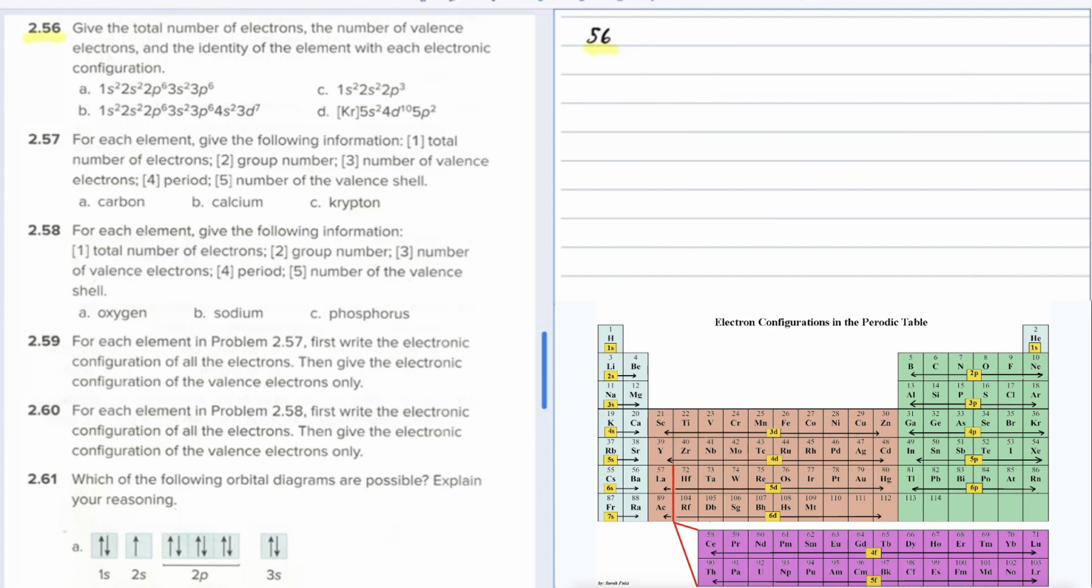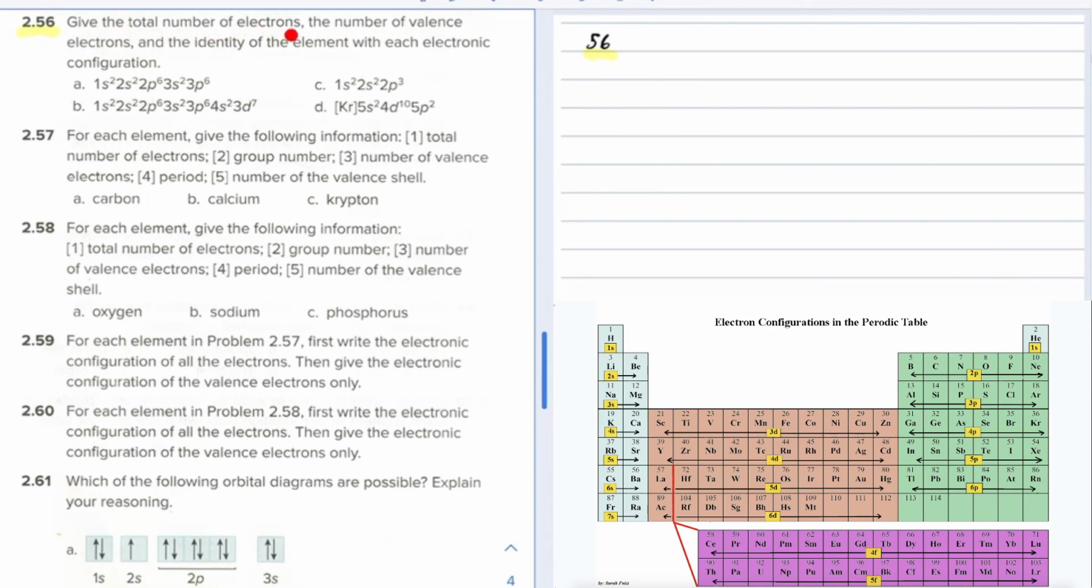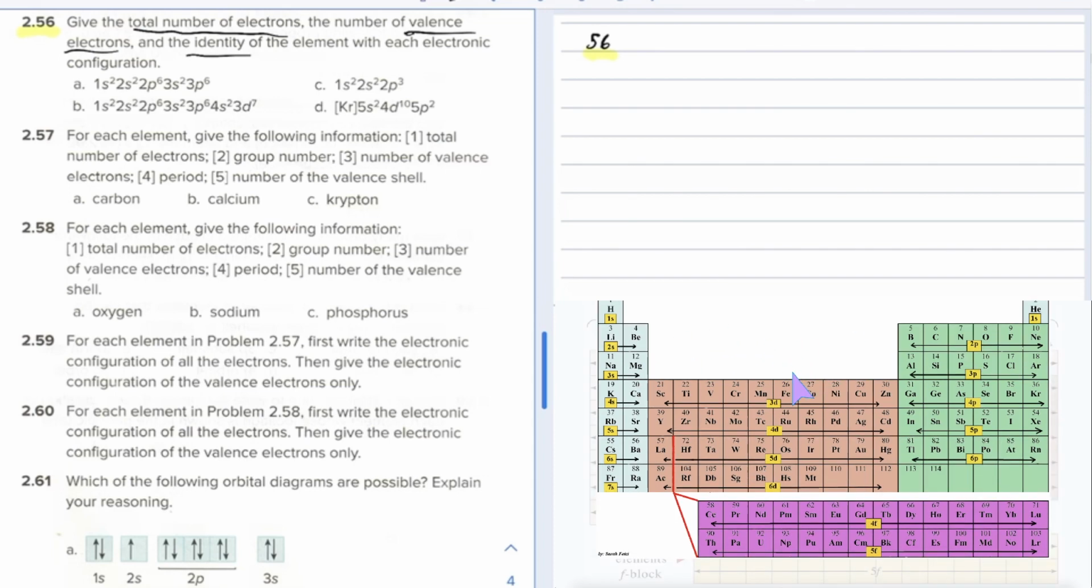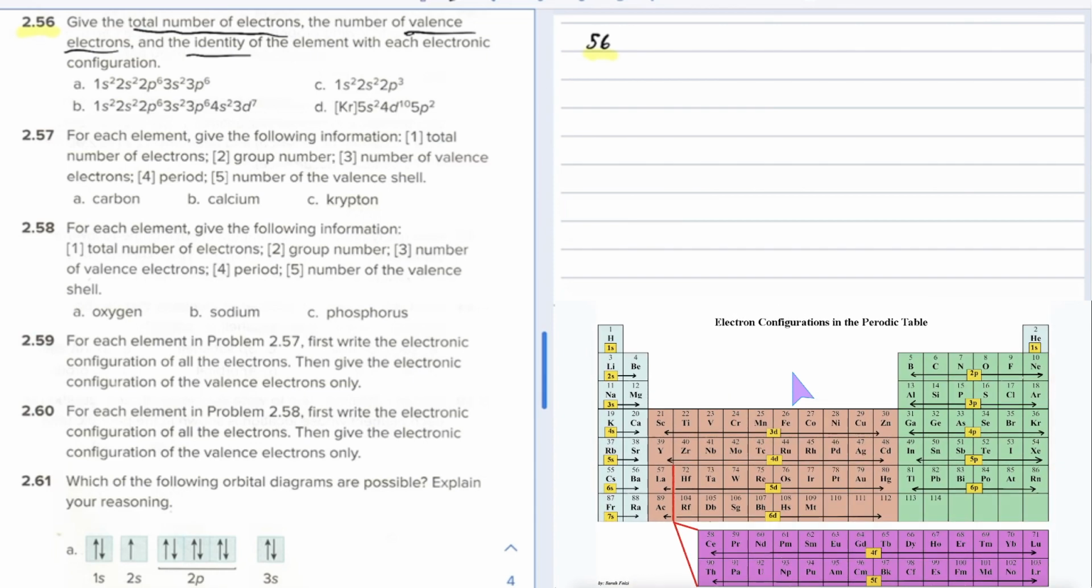Number 56, give the total number of electrons, the number of valence electrons, and identify the element with each electron configuration. So here are four different electron configurations. We should be able to give all of this information: total number of electrons, number of valence electrons, and the identity. Now, to answer this one, it's going to help to have the periodic table that shows electron configurations. I've put this on LaLima in the periodic tables folder in the resources.